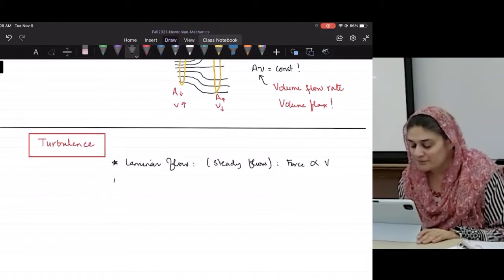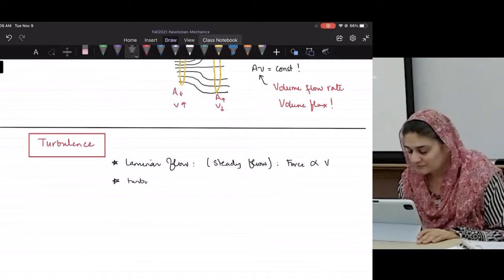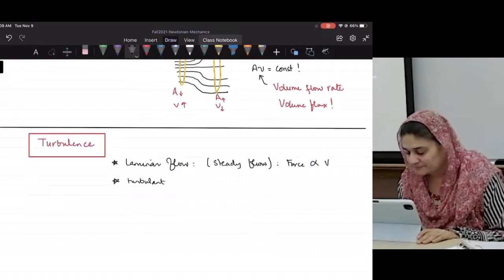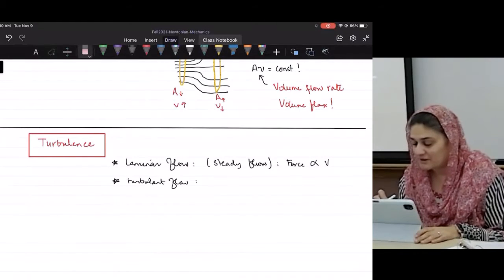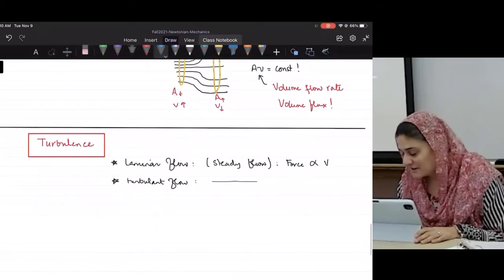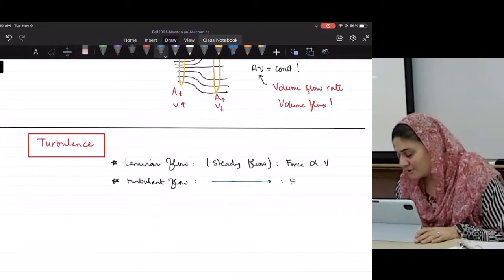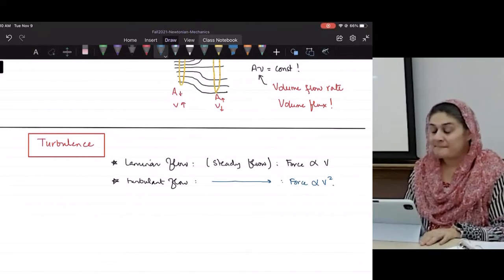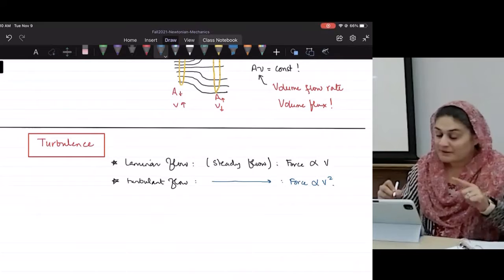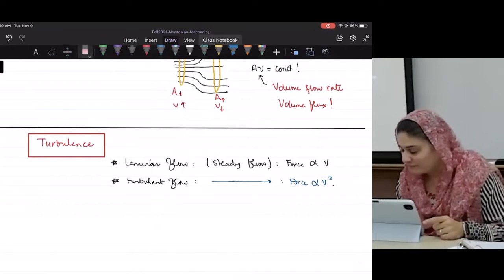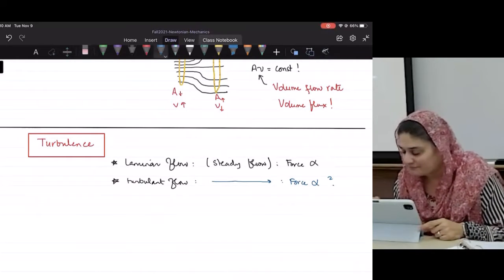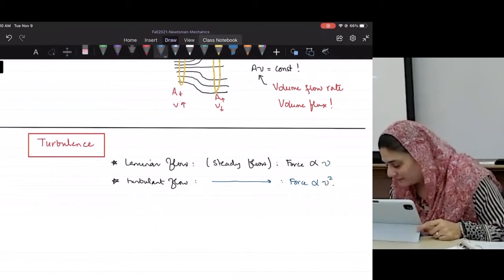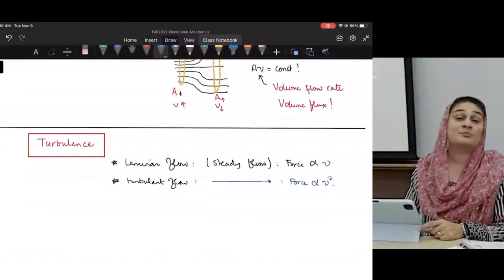When it is turbulent flow, in this case, the force will vary as v squared. Velocity or volume? Velocity. Good point. I should be more careful. I should do the funny looking one, right? That's velocity. Good point. Thank you.